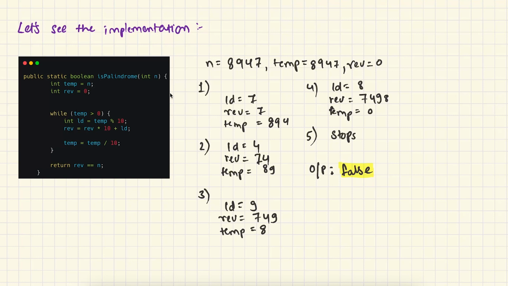So let's quickly do the dry run of this problem. Let's say the initial value of n is 8947.